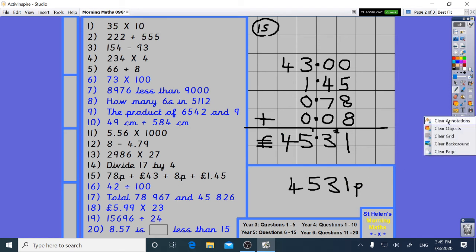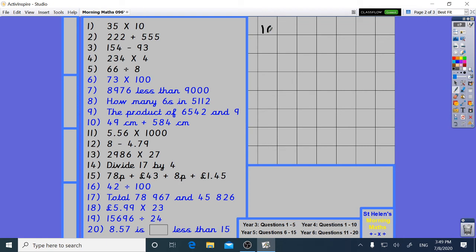Let's go to question 16. Right, speed of year 6 work now. 42 divided by 100. 42, place decimal point, 2 places smaller. 1, 2. Becomes 0.42. Quick moving method, 0.42. Question 17.